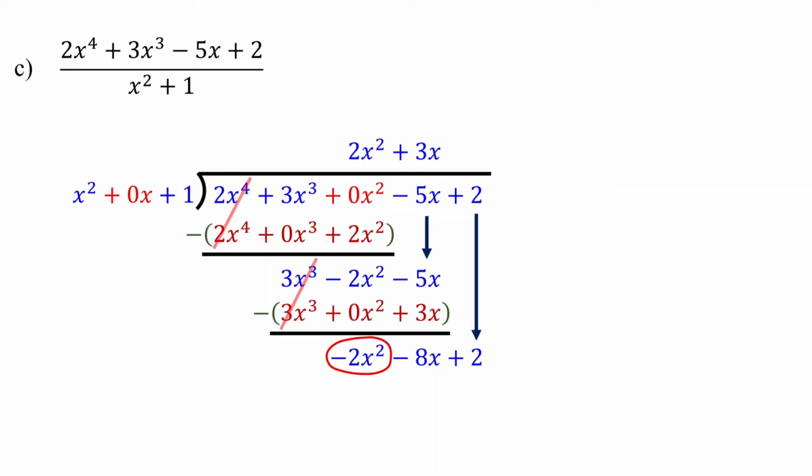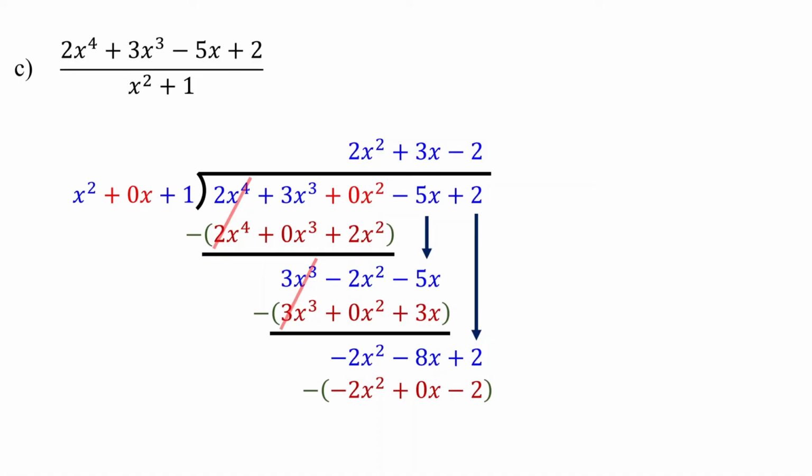Negative 2x squared divided by x squared equals negative 2, right? Then, multiply. Negative 2 times x squared is negative 2x squared. Negative 2 times 0x is 0x. And negative 2 times 1 is negative 2.